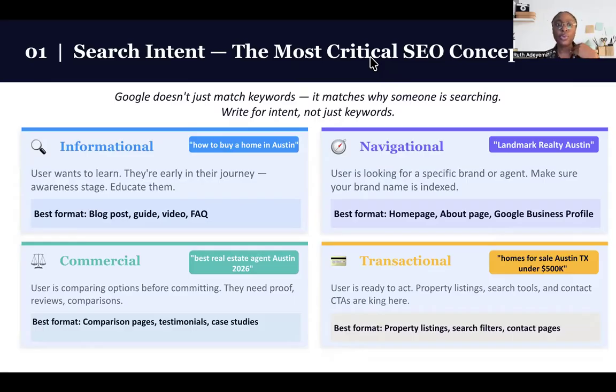An example of an informational intent query would be how to buy a home in Austin. So they're asking a question, they want to know. It's for informational purposes. Now, this doesn't mean that you cannot have a keyword with two intents. You can, because the first one, how to buy a home in Austin, could be both informational and transactional. Okay? So you could have one keyword with different intent.